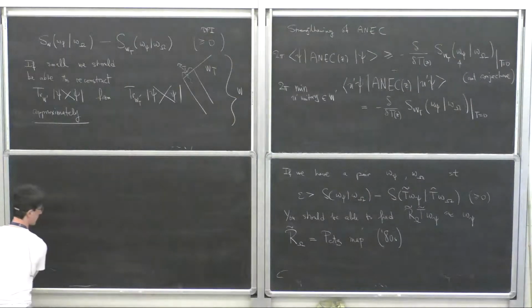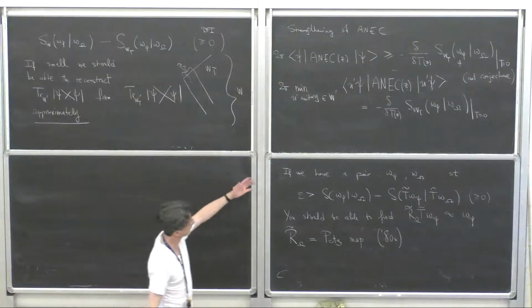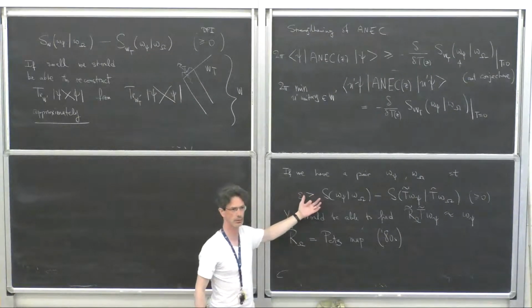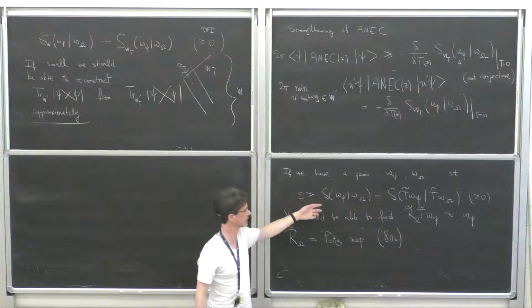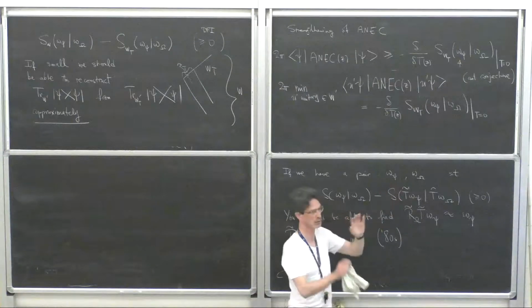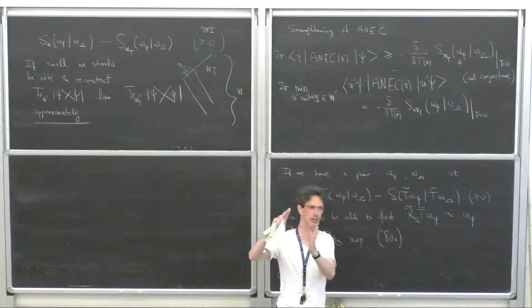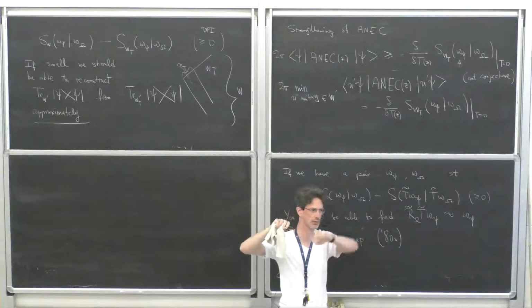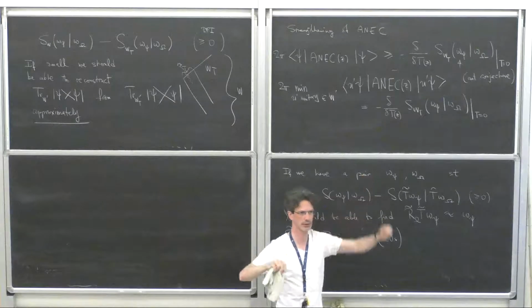Is the connection between the ANEC and this recovery problem clear, or should I explain it again? T in this case is the channel which moves the wedge inside the bigger wedge. Yeah, the partial trace channel over the degrees of freedom that you lose when radiating through. Yes.